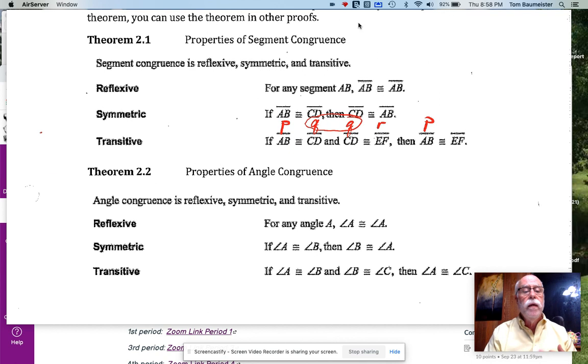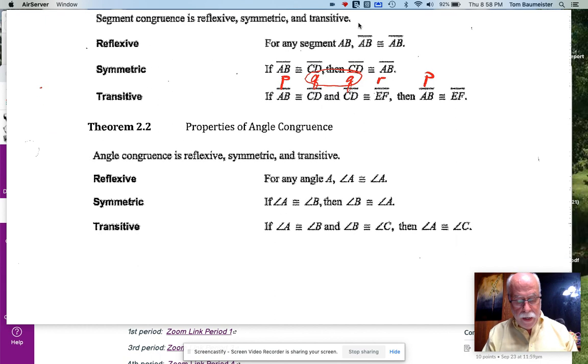That was segment congruence. Same thing with Theorem 2.2, but we're talking about angles. Reflexive, again: for any angle A, angle A is congruent to angle A. I know that sounds silly, but it is one of the most powerful ones we can use when we talk about proofs. Symmetric: if angle A is congruent to angle B, then we can flip it and say that angle B is congruent to angle A.